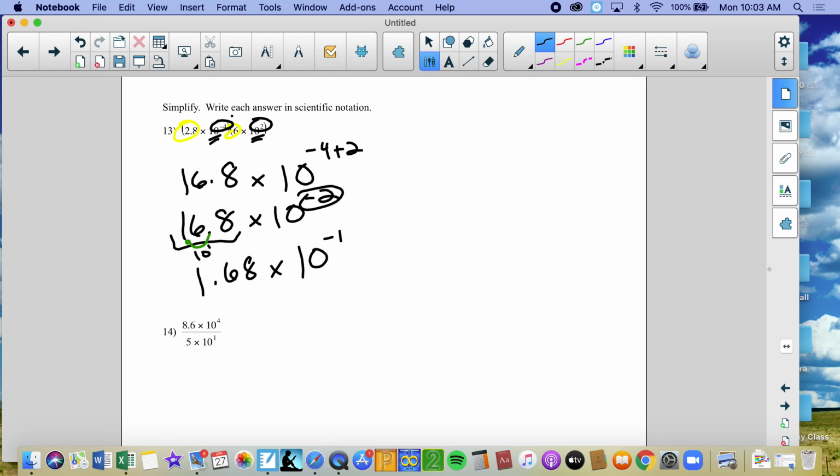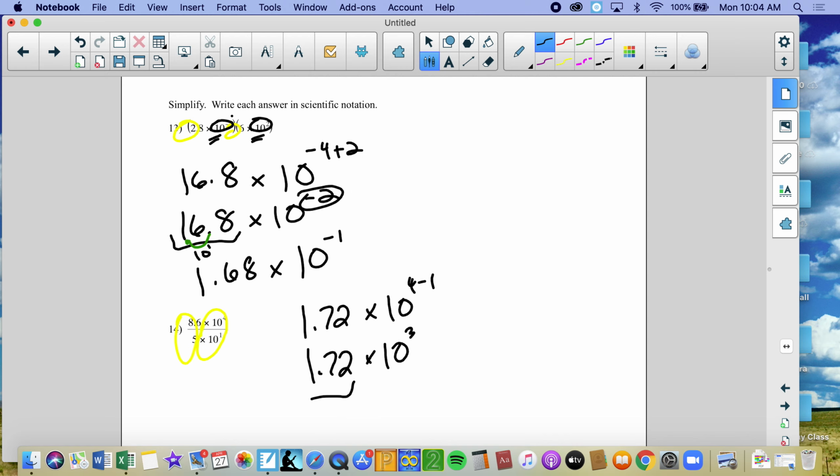Sorry. Now we have division. We're going to divide those bases, and when we divide those like bases, we are going to subtract their exponents. So we're going to do 8.6 divided by 5. 8.6 divided by 5 gives me 1.72 times 10 to the 4 minus 1. 1.72 times 10 to the third. This value's between 1 and 10, so we're fine. We don't have to move that decimal point anywhere. So that would be my final answer.